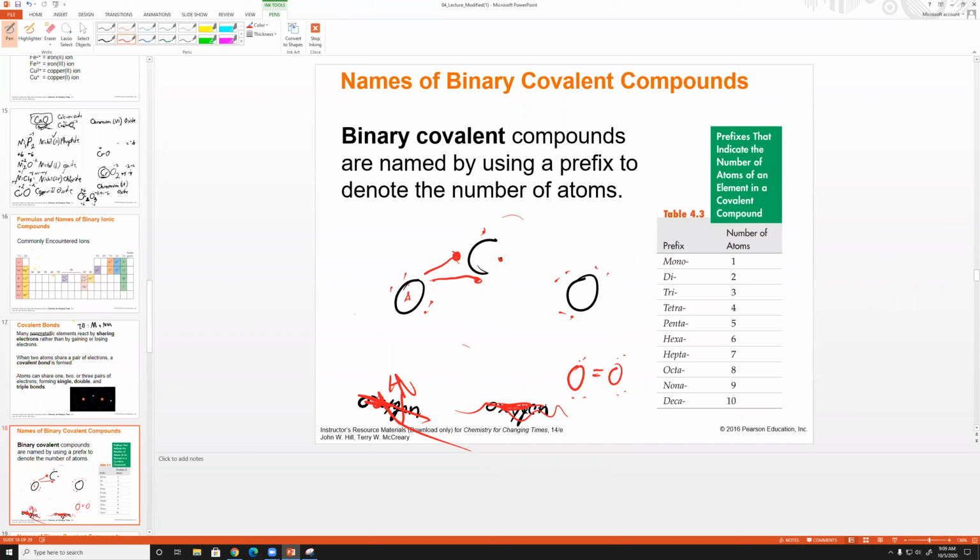Now this oxygen's happy because it goes 1, 2, 3, 4, 5, 6, 7, 8. Oxygen A is happy. Carbon at this point has 1, 2, 3, 4, 5, 6. Closer, but still not happy. So this carbon's like, oh shoot, I said shoot. Well, whatever. I need 2 more electrons.